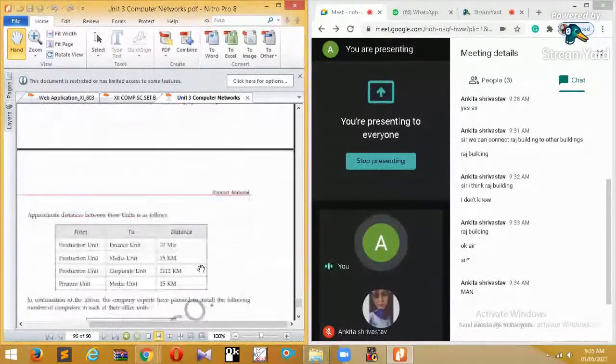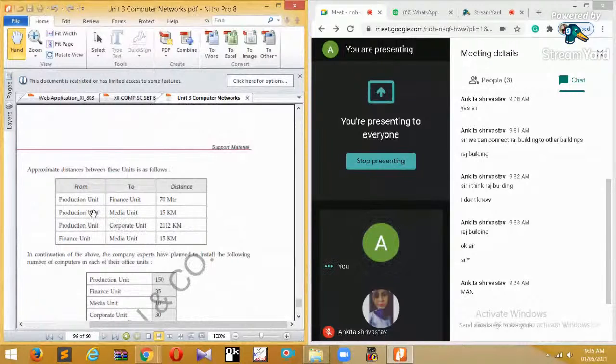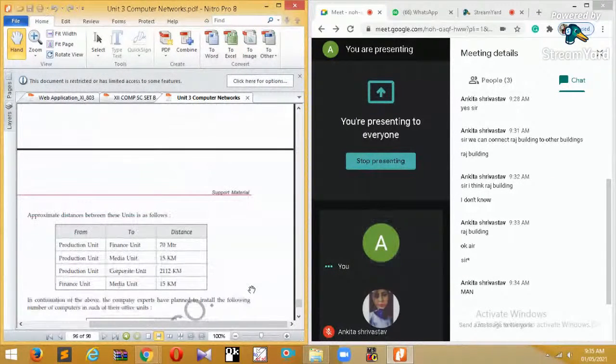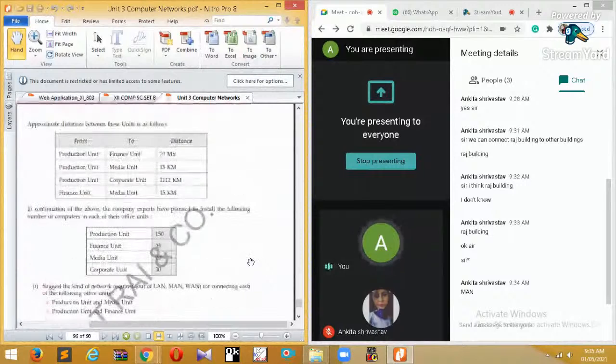Now distances and other things are given. The corporate unit is present in another city, and the rest of the units are present in the same city. Here you can see the distance in kilometers, but the others are very few: 70 meters, 15 kilometers, 15 kilometers, and the corporate unit is in a different city. Now based on this we have to answer the questions.